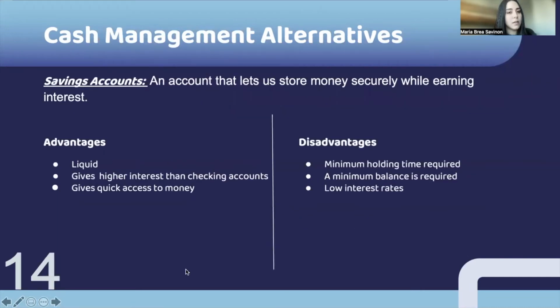Then we have savings accounts. A savings account is an account that lets you store money securely while earning interest. Some advantages are that it's liquid, it gives higher interest than checking accounts, and it gives you quick access to money whenever you want. Disadvantages are that you have to hold it for a minimum amount of time, a balance is required, and you have low interest rates for this type of cash management alternative.